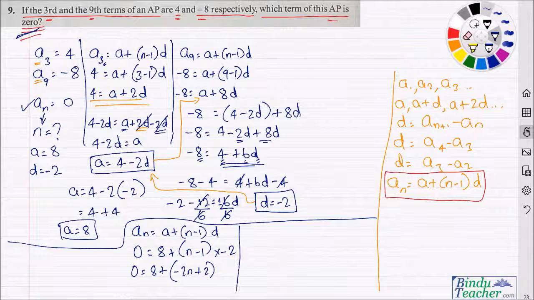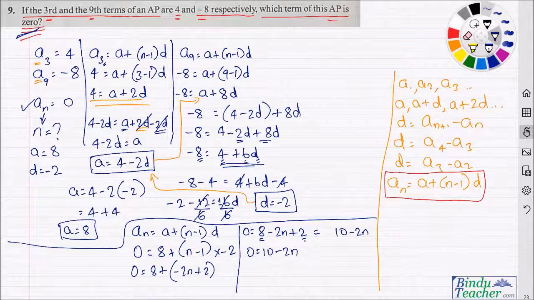Okay, I'll continue the equation on the other end. We get 0 equals 8 minus 2n plus 2, which equals, so 8 and 2 add up to give 10 minus 2n. So we have 0 equals 10 minus 2n.